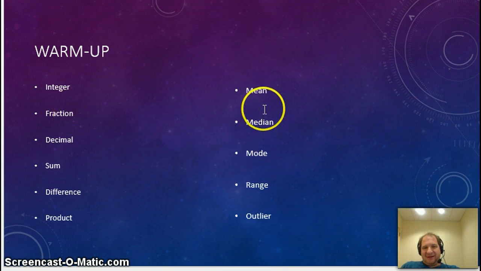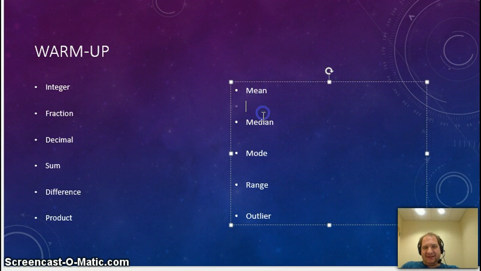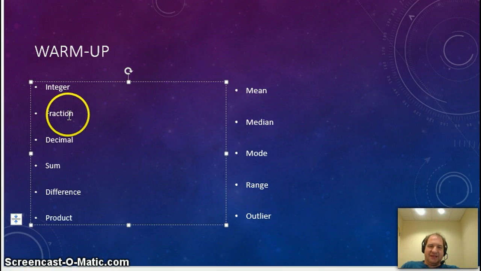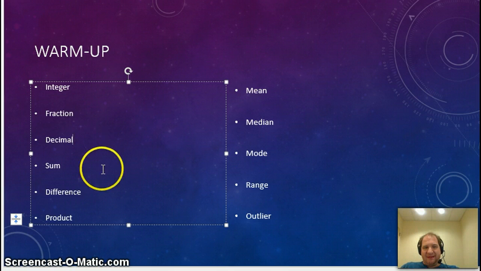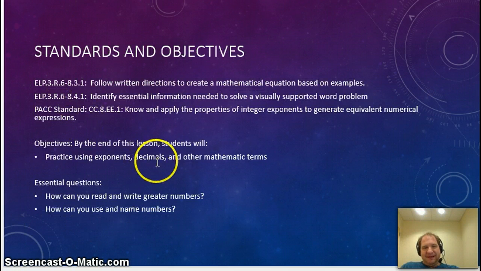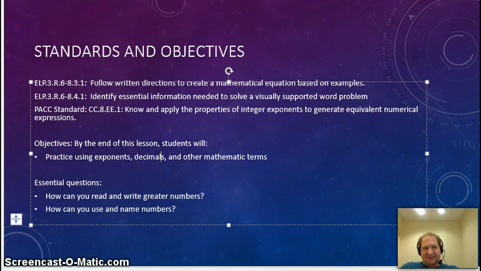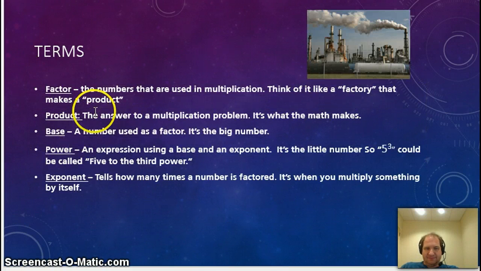So here's some words you're going to have to know. Quick review of what we talked about last pod as well. Important thing is an integer is a whole number. A fraction is a number on top, a line, and a number on the bottom. Decimal, we put in the dot. Sum, we get from addition. Difference, we get from subtraction. And a product, multiplication. So we're going to look at using exponents and how we use them.